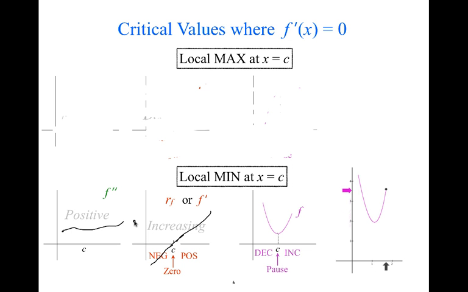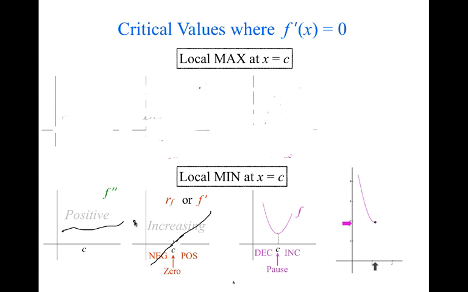So in the vicinity of a local min, your accumulation is turning up. It's bending up. Whether it's going down or going up, it's turning up. And so that agrees with what we said before, that the second derivative is positive. Okay, questions on local min?